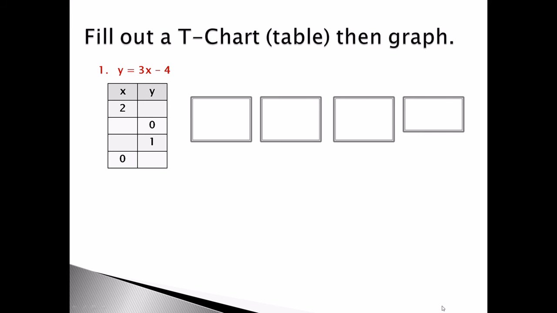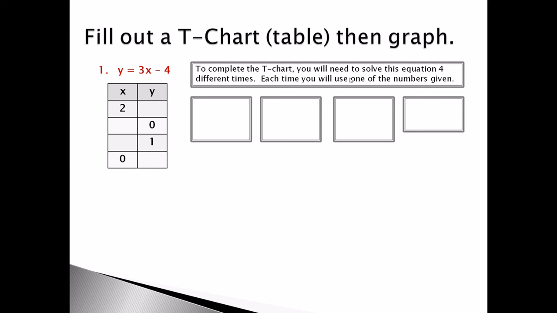Pretty much that's what you're doing when they give you what they're calling a table. It's just a t-chart. And I'm also going to have you graph it. So the equation is y equals 3x minus 4. And in your assignment, they're just going to give you some random values for x and y in a t-chart, and we're going to need to fill it in.